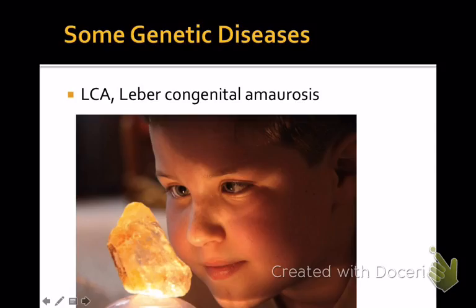So this story is so phenomenal. A very famous genetics writer actually wrote a book about it. Leber congenital amaurosis is a condition in which the retina of the eye is damaged.